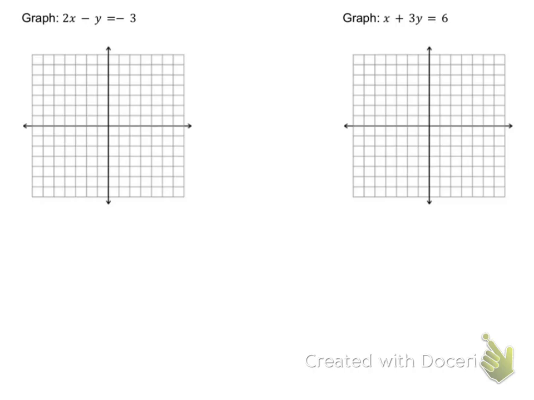2x minus y equals negative 3. So it's in standard form. I'm going to isolate the y. I'm going to solve for y. First step, I'm going to subtract 2x, which gives me negative y equals negative 2x minus 3. Then I'm going to divide by negative 1 to get y by itself: y equals 2x plus 3.